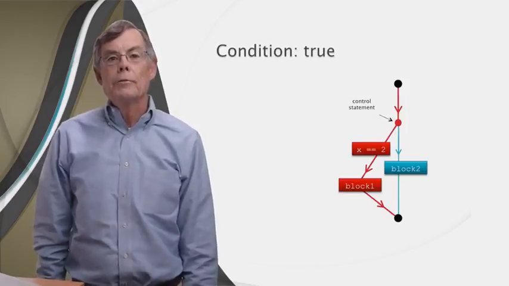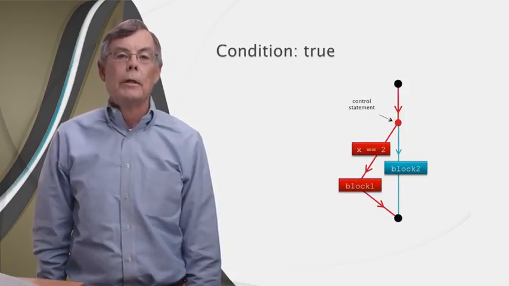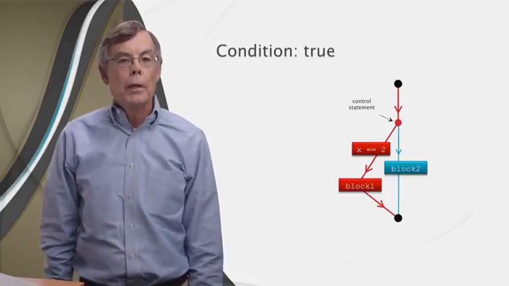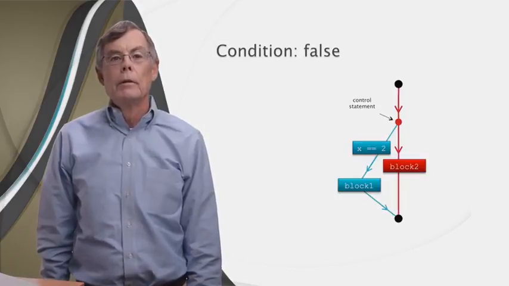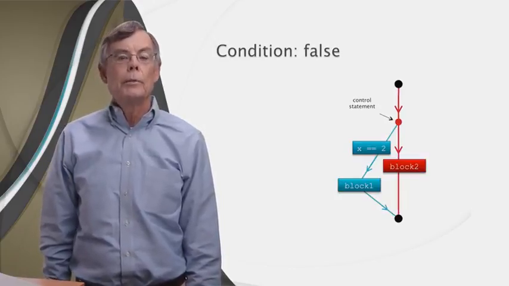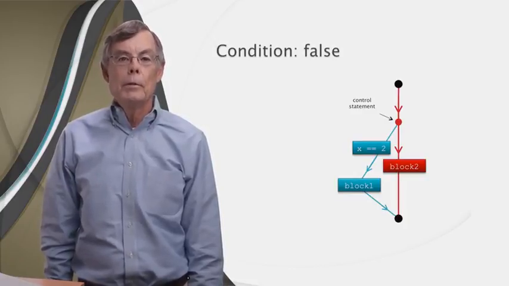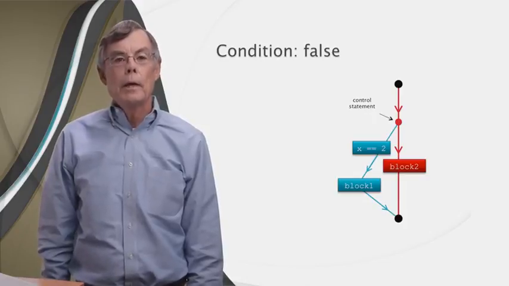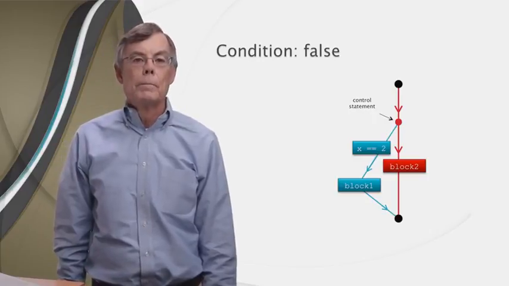This figure highlights in red the actual flow of control when the condition is true. As you can see in this case, MATLAB executes only the block of statements that come before the else keyword. And this figure shows the case when the condition is false. This time, the red line shows that we skip the statements inside Block 1 and instead execute only Block 2, which is the set of statements after the else keyword.